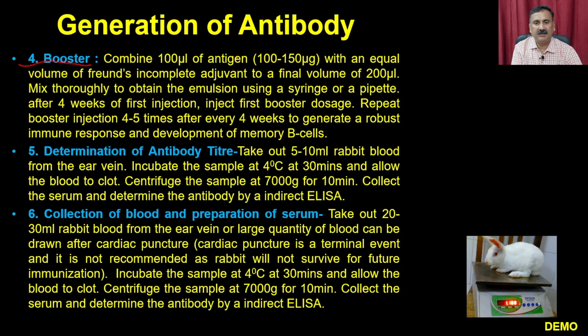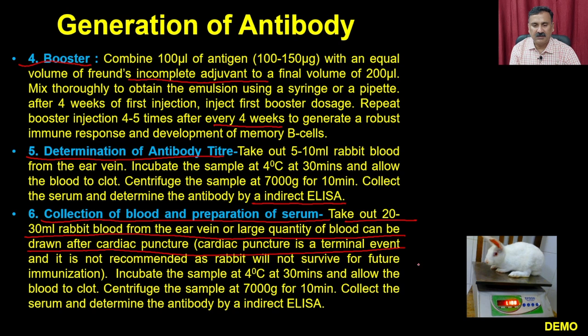Then you are going to do the booster. Exactly the same way you prepare the antigen, except that here you use the incomplete adjuvant. Once you do the booster, you wait for 4 weeks, and that's how you have a robust immune response and produce a large quantity of antibodies. Then you can determine the antibody titers using the indirect ELISA. Once you see that the antibody amount is very high, you can collect the blood and prepare the serum. Take out 20 to 30 ml of blood from the ear vein, or a large quantity of blood can be drawn after cardiac puncture. Then you prepare the serum and determine the concentration of antibody by the indirect ELISA.